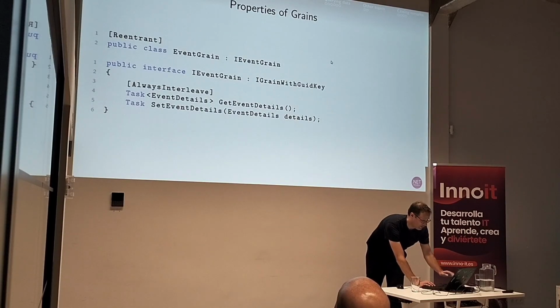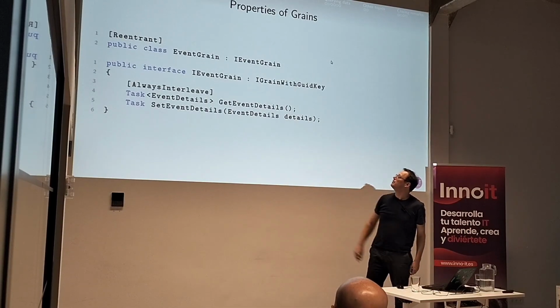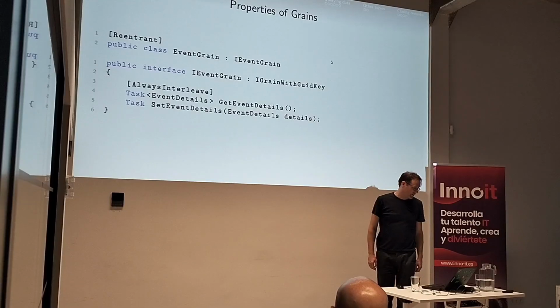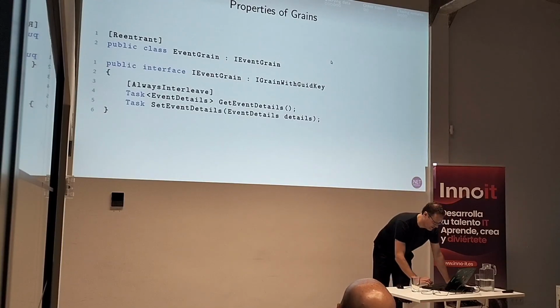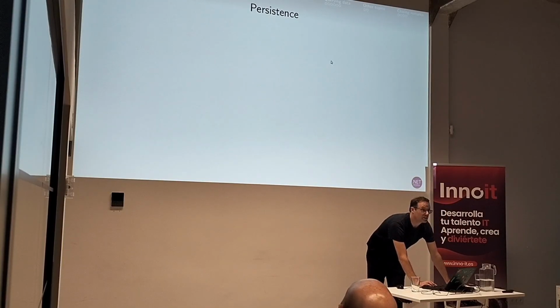Here you see the example in the interface with the always interleave method. But if you want the entire grain to be able to handle everything whenever the thread is available, you can mark the entire grain as re-entrant. Any questions so far?